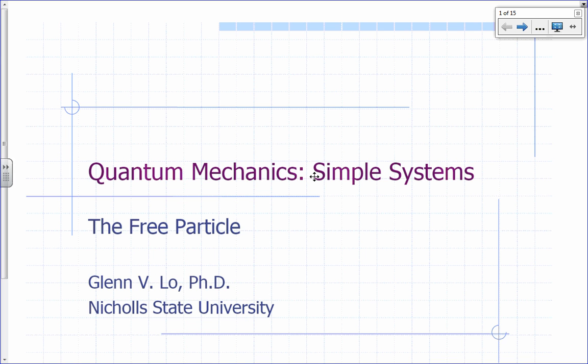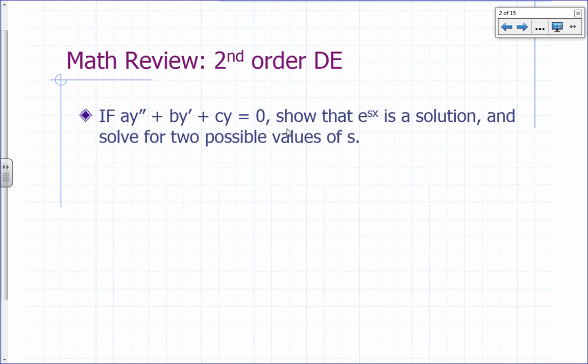Alright, so we've gone over the postulates of quantum mechanics. It's now time to apply them. We're going to start with applications to simple systems, starting off with the free particle, which is the simplest possible system that you can apply quantum mechanics to. And before we do that, let's do a little math background.